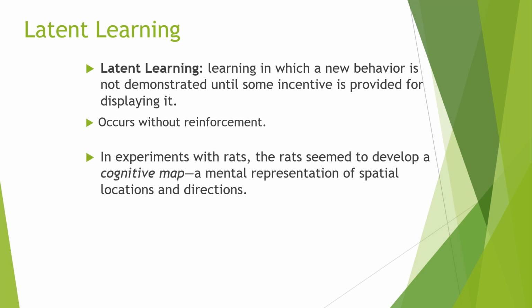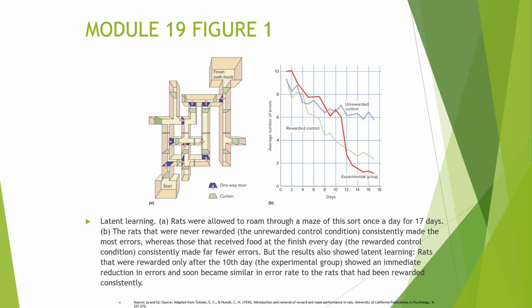So in the experiments that we do with rats, looking at latent learning, the rat seems to have developed a cognitive map. So it's this mental representation of spatial locations and directions. When we think about a cognitive map, when we're using animal research, we think about maze learning, okay? So in figure 1, this is actually shown on page 193 in your textbook. This is what we're talking about with this cognitive map.